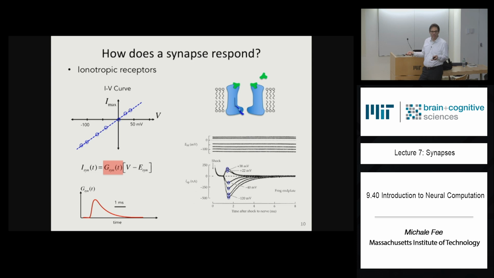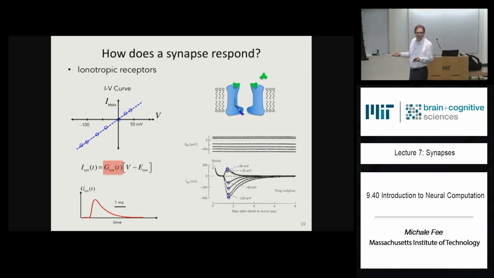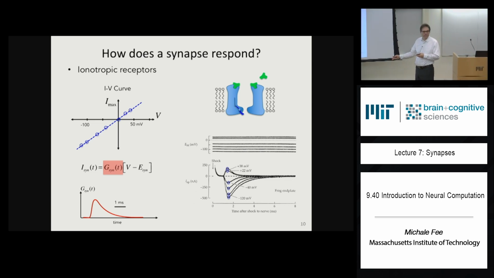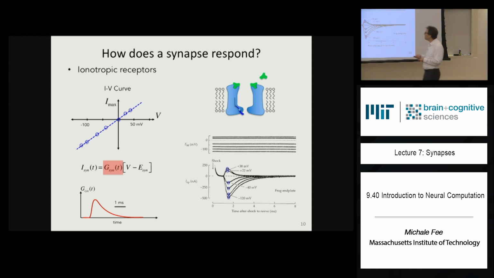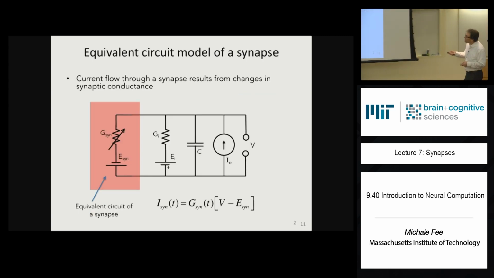Because neurotransmitter binds to the receptor, opens the channel, and then what happens? The neurotransmitter falls off, and the neurotransmitter receptor closes. Okay, that's it. We're going to do a little bit of mathematical modeling of that, but it's going to be pretty simple. Okay, so there's our equivalent circuit.